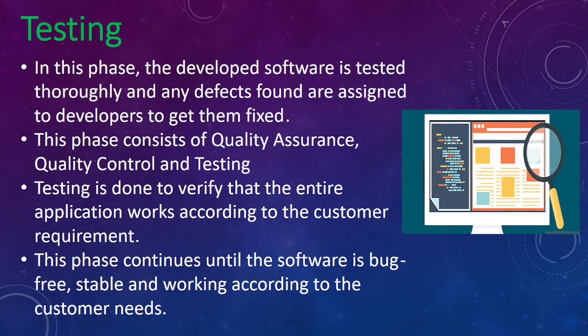Next comes the testing phase, and this is one of the most important phases in the software development lifecycle. In this phase, the developed software is tested thoroughly and any defects found are assigned to the developers to get them fixed. So three main components are focused on in this phase. These are quality assurance, quality control, and testing.